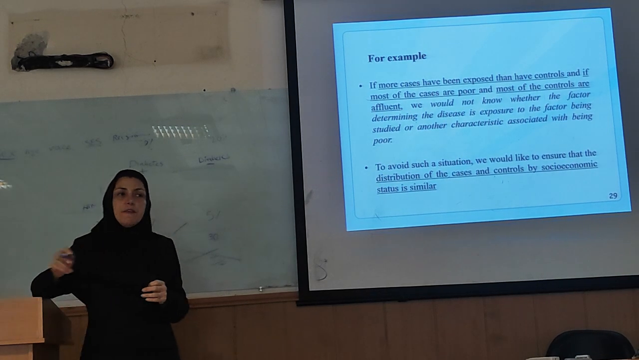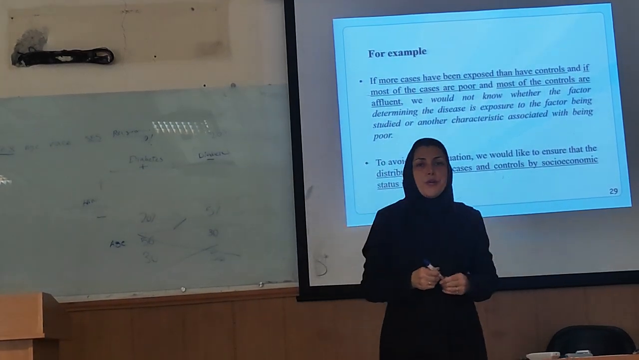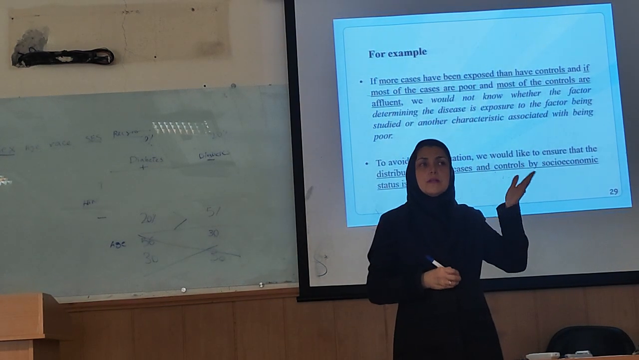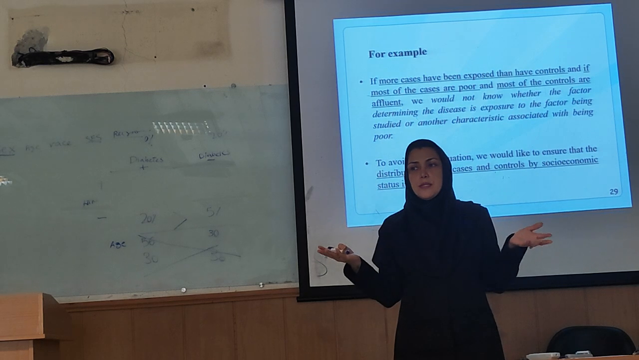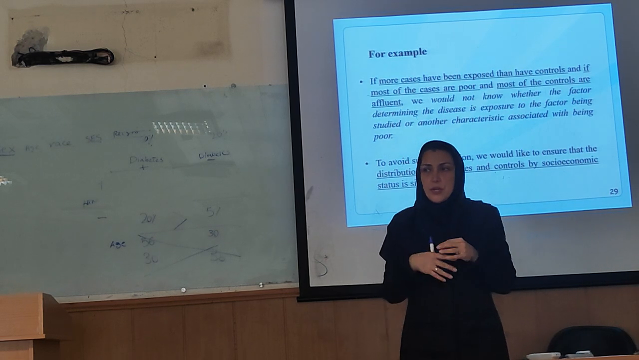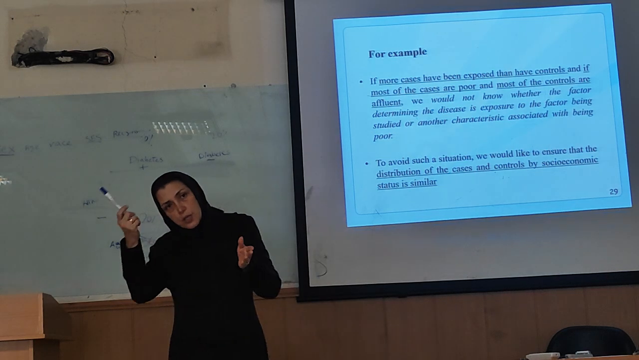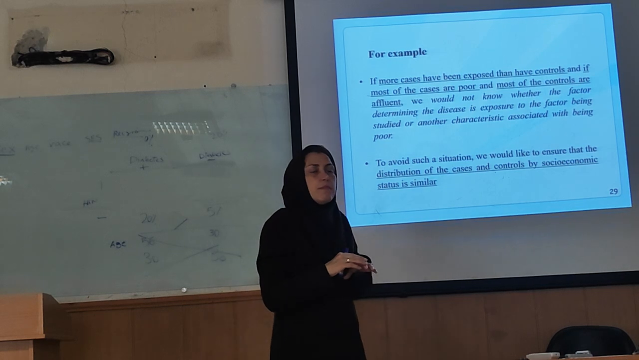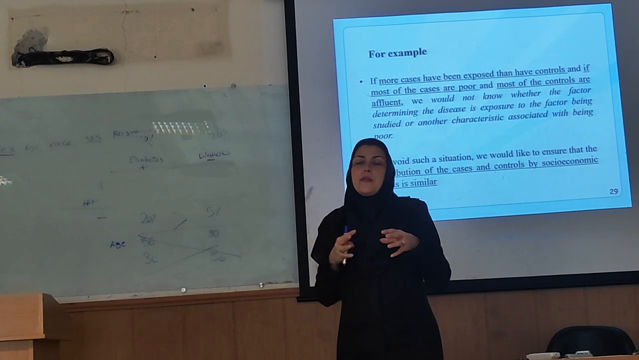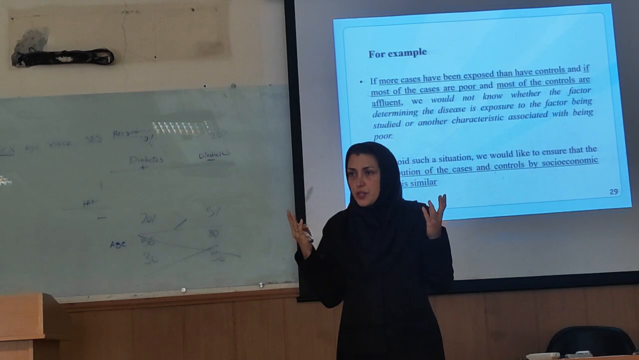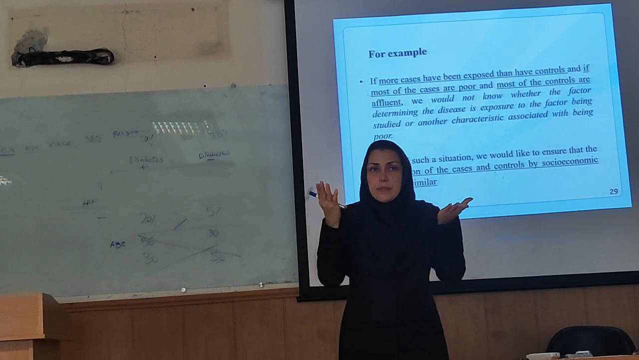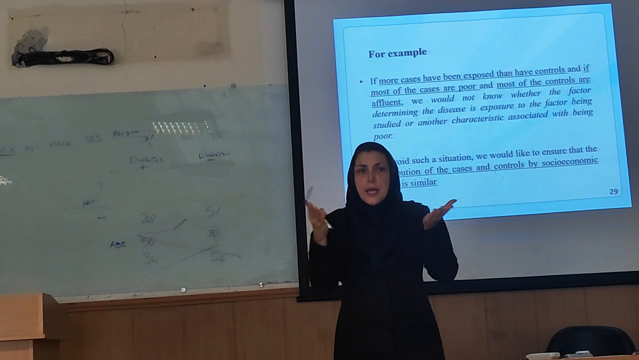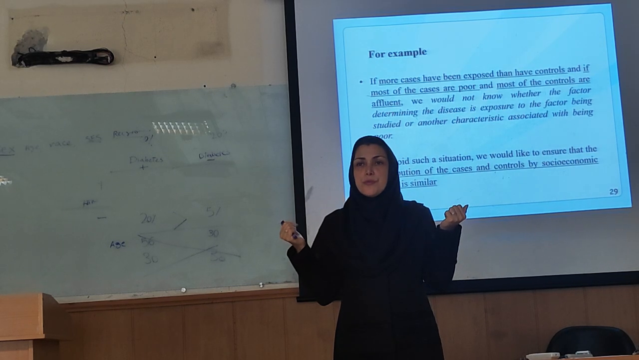For example, if we want to work on the effect of smoking and cardiovascular disease, not effect, I mean the association. The association between smoking and cardiovascular disease. Okay? How can we control the noisy effect of age? We can stabilize the cases and controls. We can match the age through these two groups.